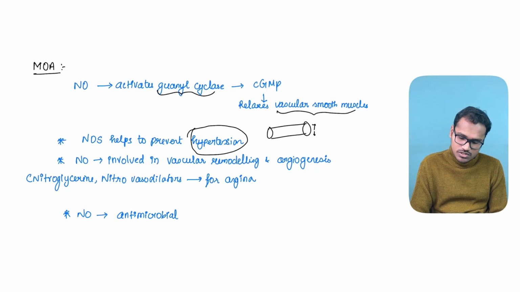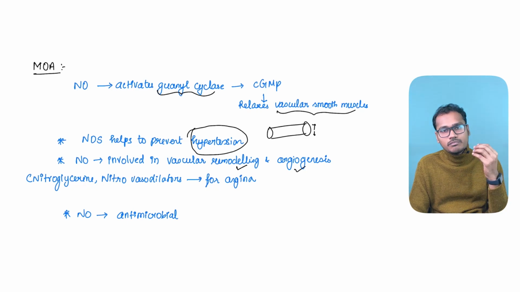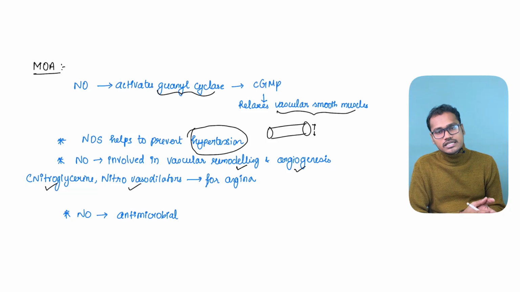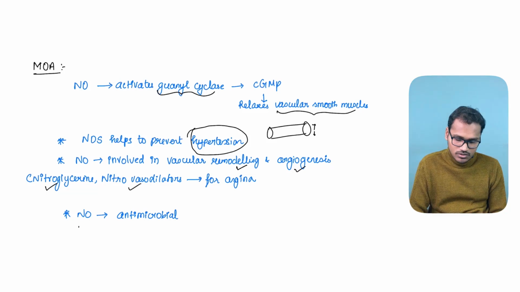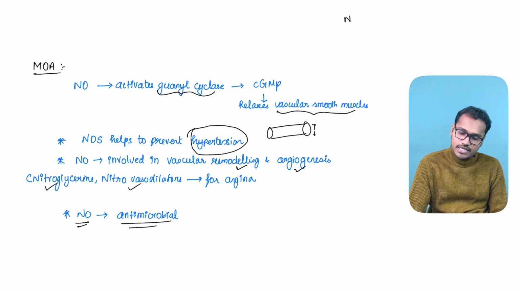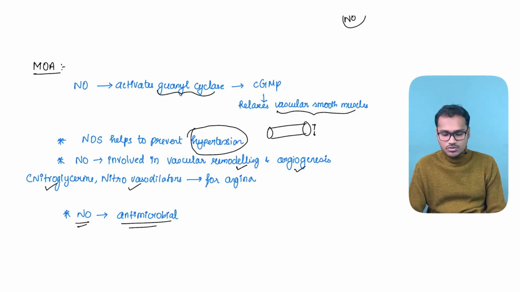It is also used in vascular remodeling and angiogenesis. And for a patient with angina, wherever there is a block, we can do a mild vasodilatation with the help of nitroglycerin or nitrovasodilators. And nowadays they have also identified that NO has some antimicrobial role. So NO itself, as a short note, you can go through this.